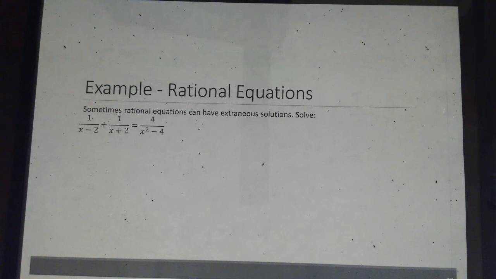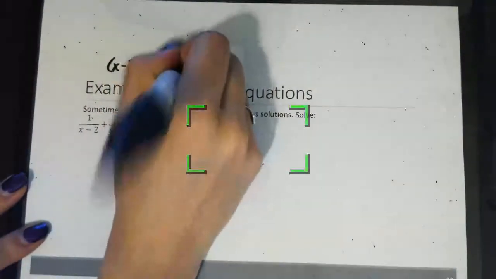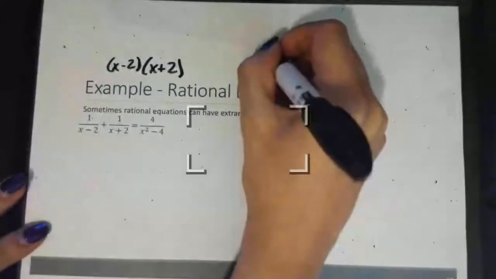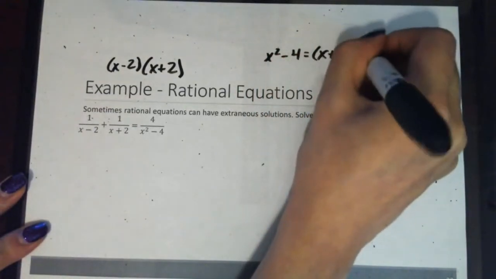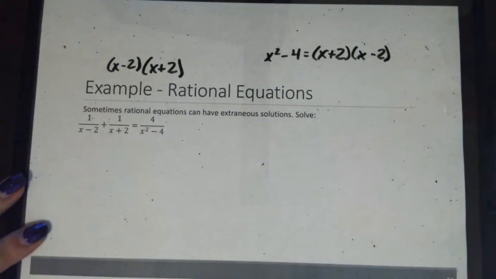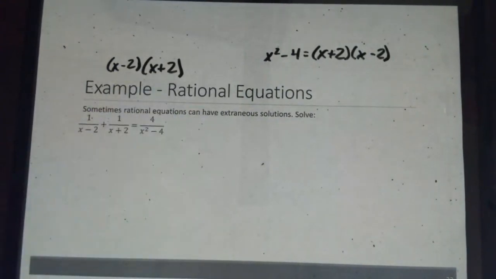Thinking back to the last section, when we were just simplifying rational expressions, we need to find a common denominator that will work for these. So our first denominator is an x minus 2. Our second denominator is an x plus 2. Our third denominator is x squared minus 4, which factors into x plus 2 times x minus 2. So this last denominator is already my least common denominator. I just need these first two fractions to get there.